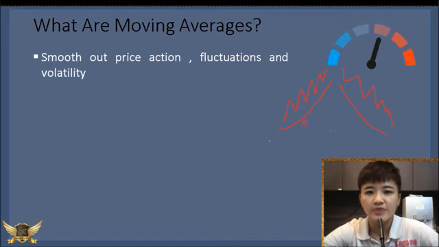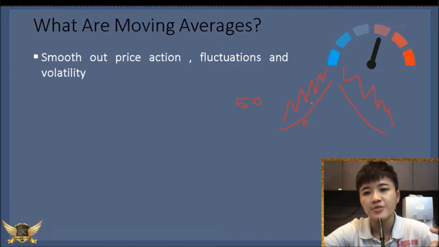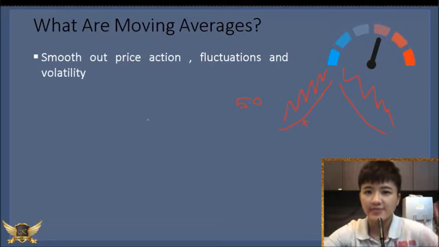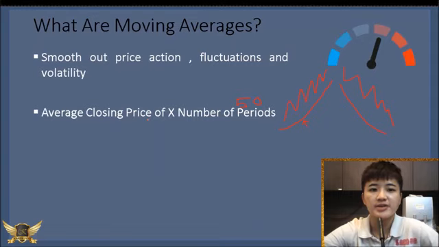So basically, how is this line calculated? Okay, for example, if you are using a moving average of, let's say, 50. What this 50 means is that this line is produced by taking the average closing price of the past 50 candles, averaging that out, divided by 50, then you get this line. In a way, it's like a best fit line. So your moving average is the average closing price of X number of periods. So if you're using 50, then it will be over 50 periods. If you're using 20, then it will be over 20 periods.